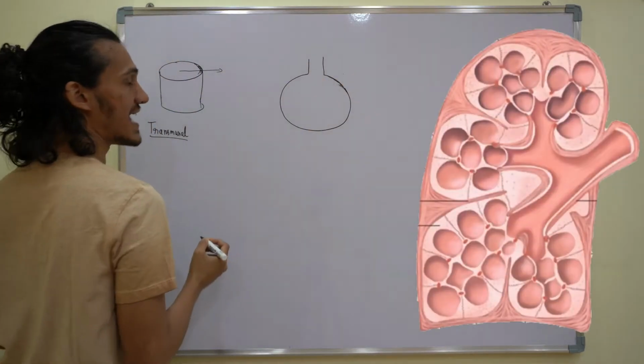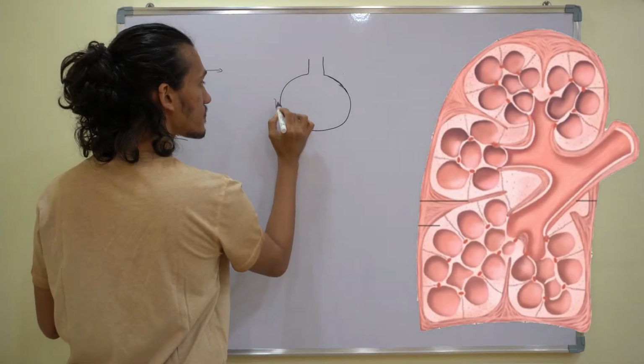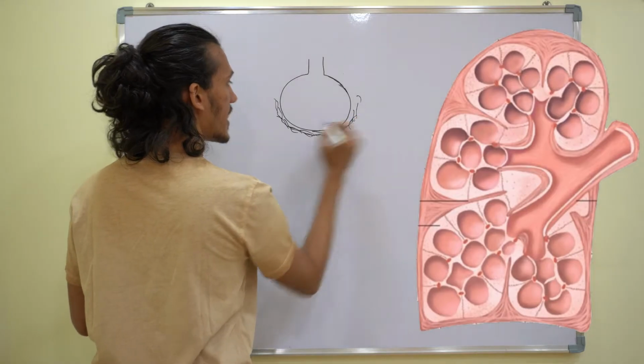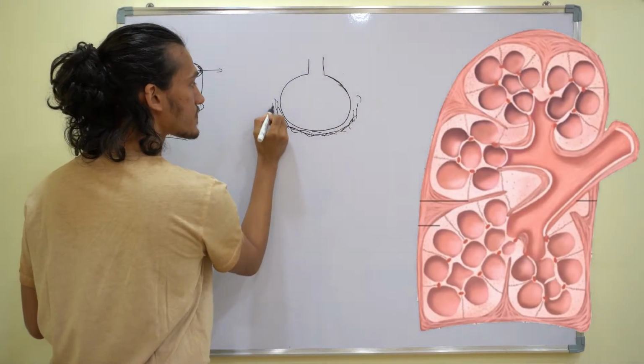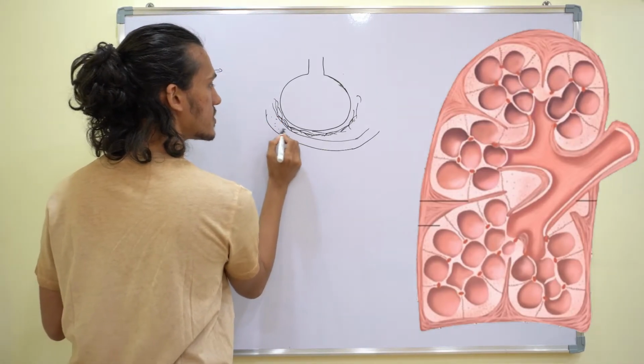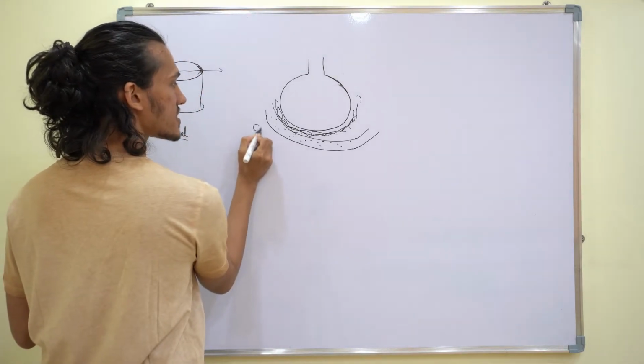So this is the alveoli, and outside here we actually have the lung parenchyma, and beyond it we have the pleural pressure. This is where we have the pleura, and beyond it we have the chest wall.